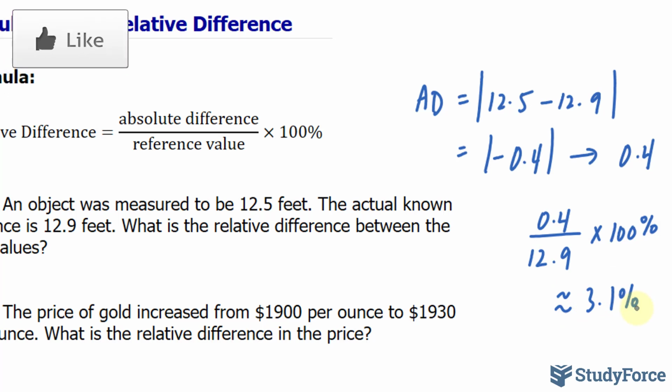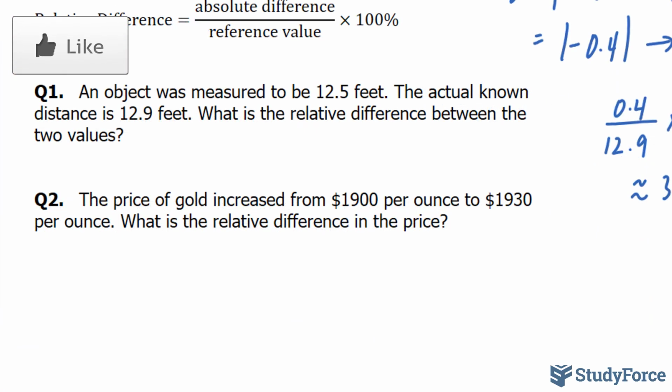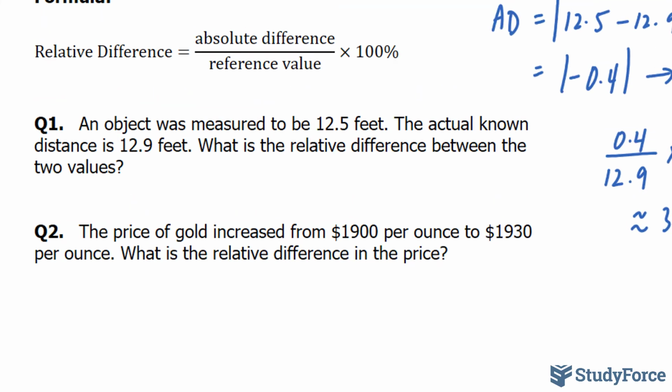Let's go ahead and do another question. The price of gold increased from 1900 per ounce to 1930 per ounce. What is the relative difference in price? Now our reference value will be the original value, which is 1900. That's what it was originally. And then it changed to 1930, which will be our observed.